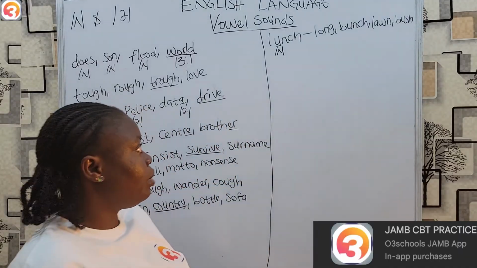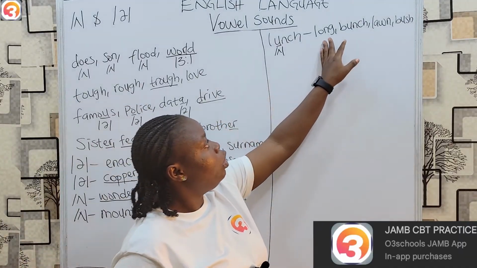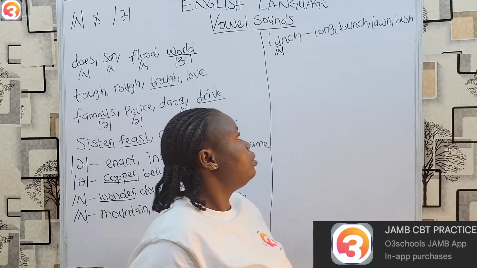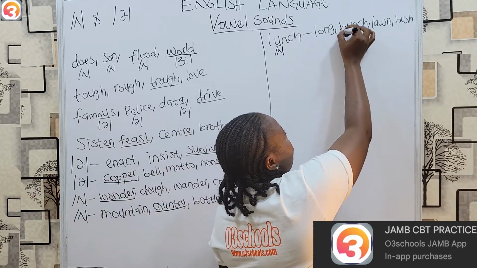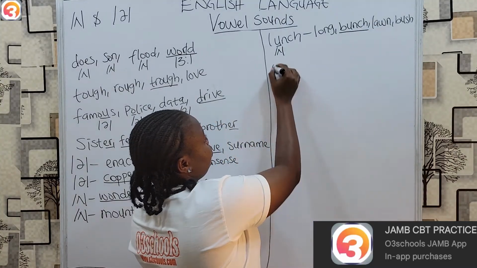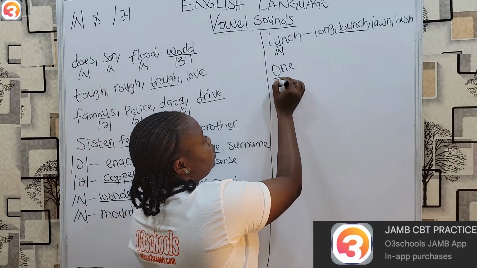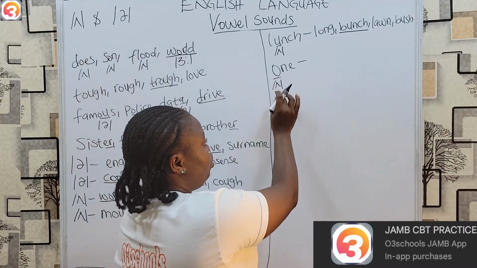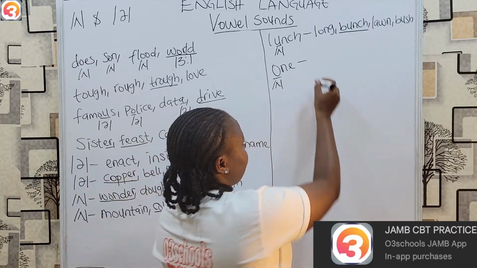Let's look at it. We have lunch, long, bunch, lawn, bush. Easy for us. Our answer is bunch. Pronounced bunch. This one still contains the sharp uh sound. So from the options, we'll look for a word that also contains this sound.